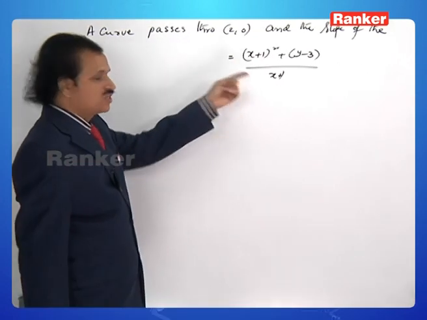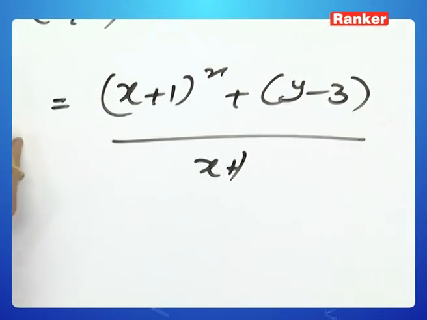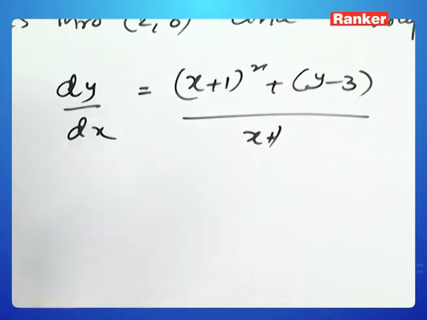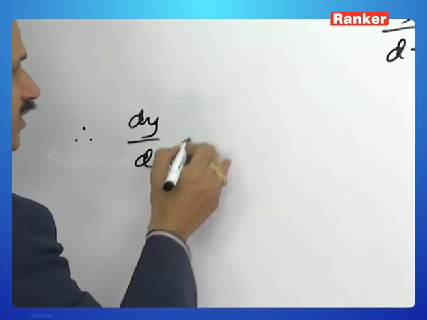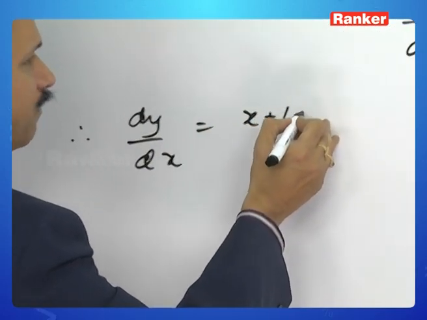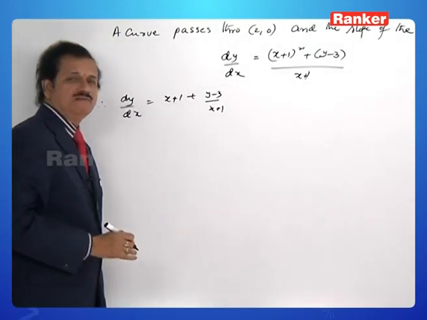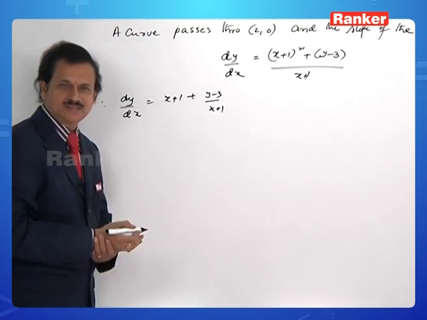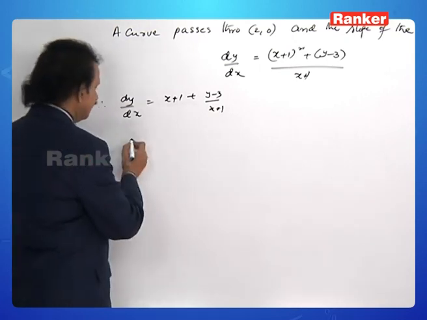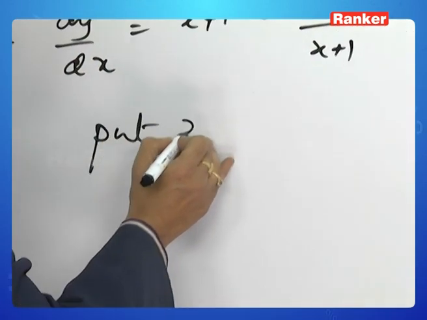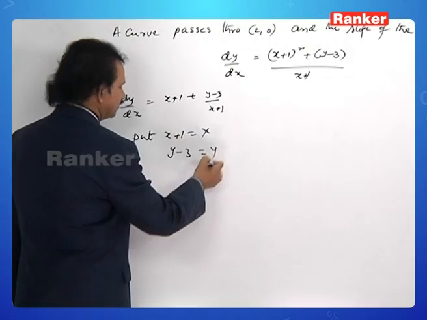Okay, what is it actually? Slope of the tangent at any point (x, y), and shall I call it dy by dx? Of course. Therefore, dy by dx is equal to (x plus 1) plus (y minus 3) by (x plus 1). Well, my dear, this looks somewhat bulkier. You may use a small technique. What is that technique? Put x plus 1 is equal to capital X, y minus 3 is equal to capital Y.